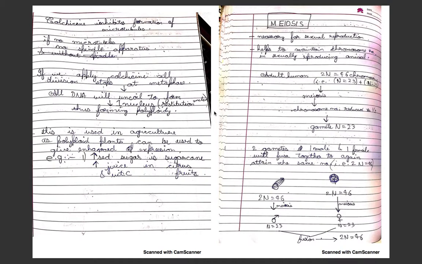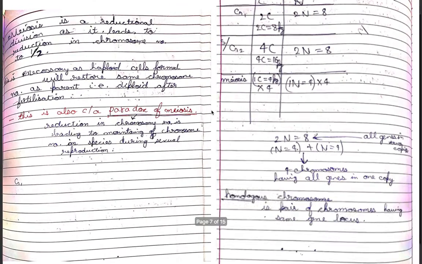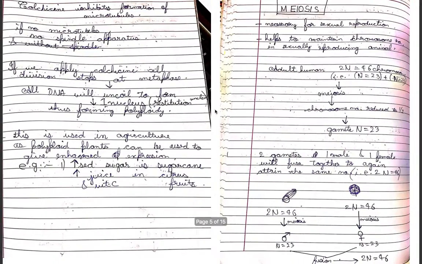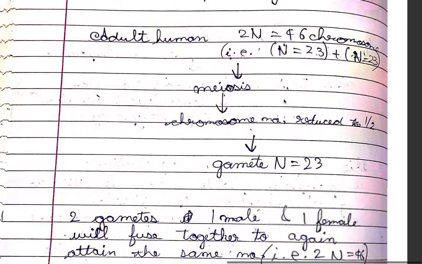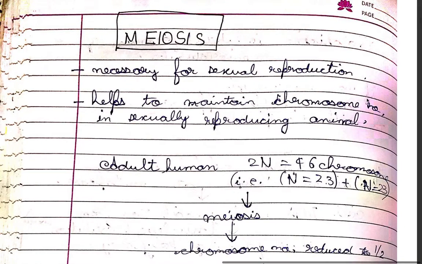Mitosis was done in the last video. This video starts with meiosis. Meiosis is necessary for sexual reproduction and helps us maintain the chromosome number in sexually reproducing animals.